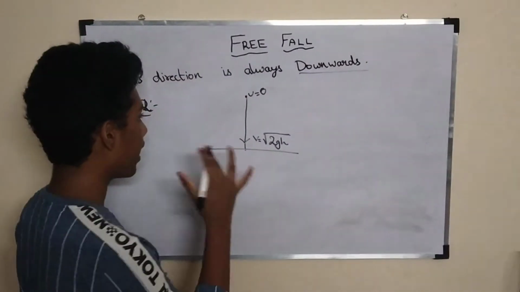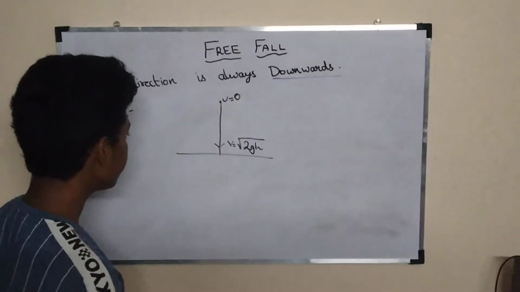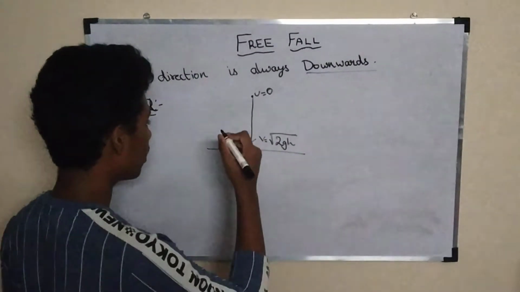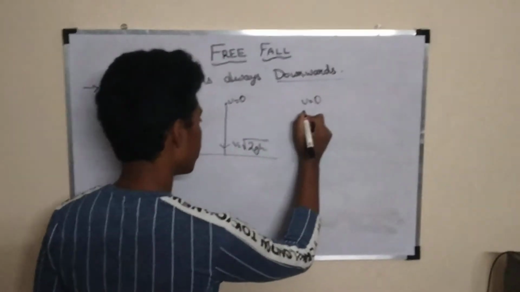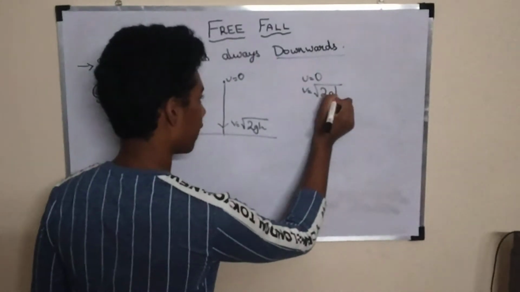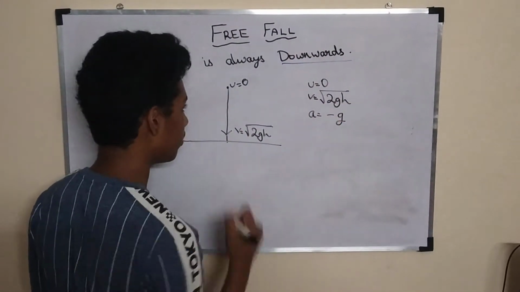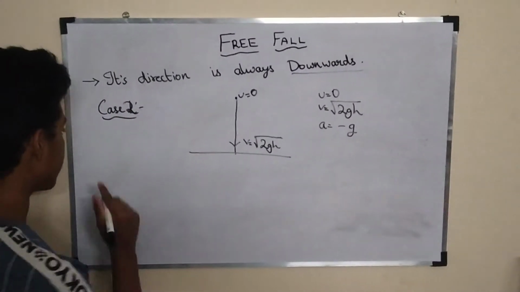And the height, I think we don't know. We need to find out the height. As well as we even know the acceleration. So u is equal to 0 here. V is root 2gh, as well as acceleration is same, minus g. H we need to find out. So let us try to find the time of descent.